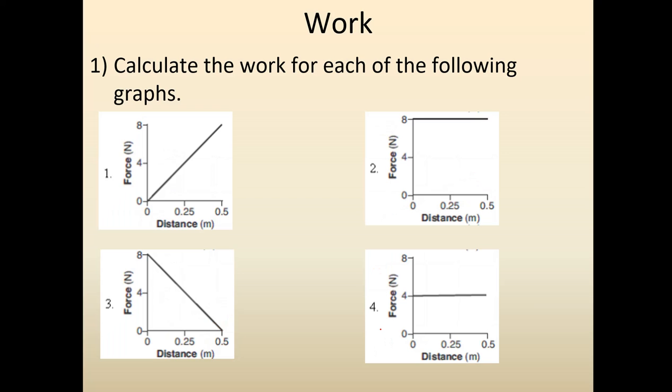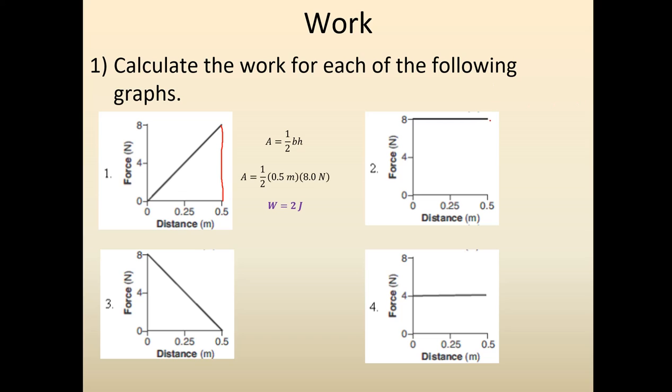All right. So here's the first question. Pause the video and work it yourself. We'll go over it in a second. All right, so this question wants us to figure out the work for each of these graphs. So again, work is caused by the area. So this makes a triangle. So we're going to do 1/2 base times height. Plug in the 0.5 and the 8 newtons, and we get 2 joules.